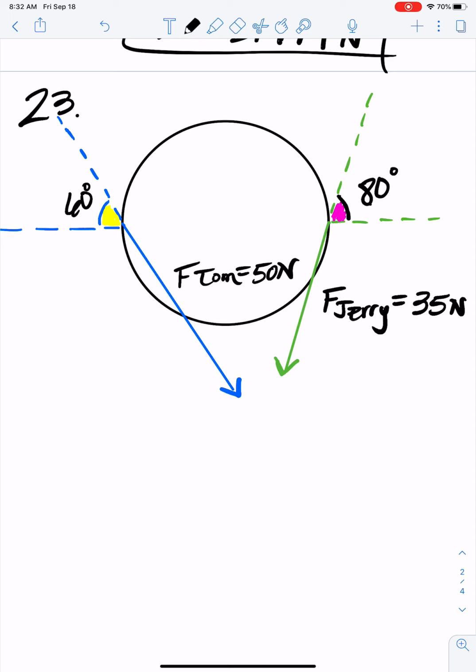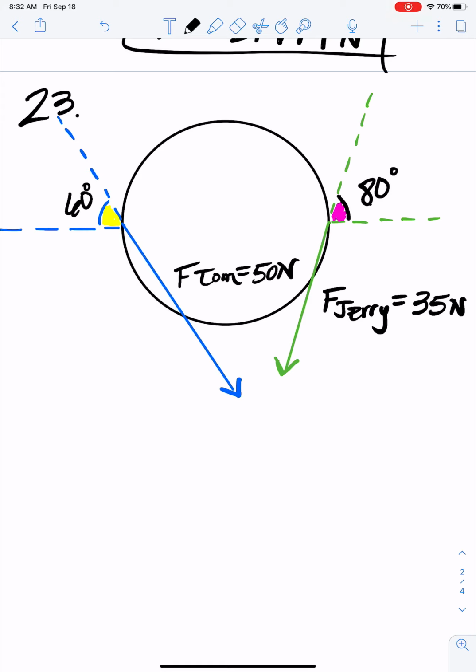And we want to know who's going to win out here. Obviously, their angles matter because they didn't push at 90 degrees. Had they pushed at 90 degrees, they would have done more torque, but they didn't. And so Jerry's closer to 90 degrees, right? But he's got less force. And Tom is further from 90 degrees, but he's got more force. So it'll be interesting to see who wins out here. So what do we want to do here?